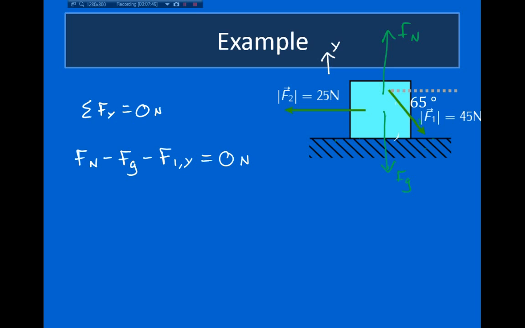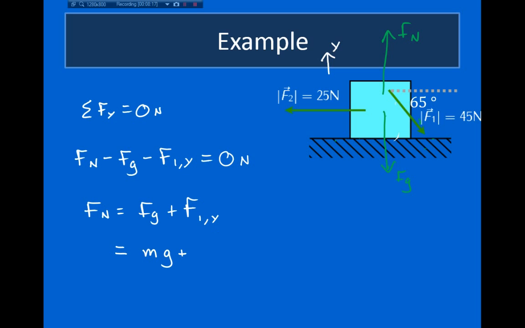because I have no net force in the y direction, because, again, remember, the normal force cancels all the forces that point perpendicular to a wall, or to a surface. So, solving for the normal force, I see the normal force is equal to the force due to gravity plus the y component of force 1. And the force due to gravity, we talked about this in the previous video, is equal to m times g.